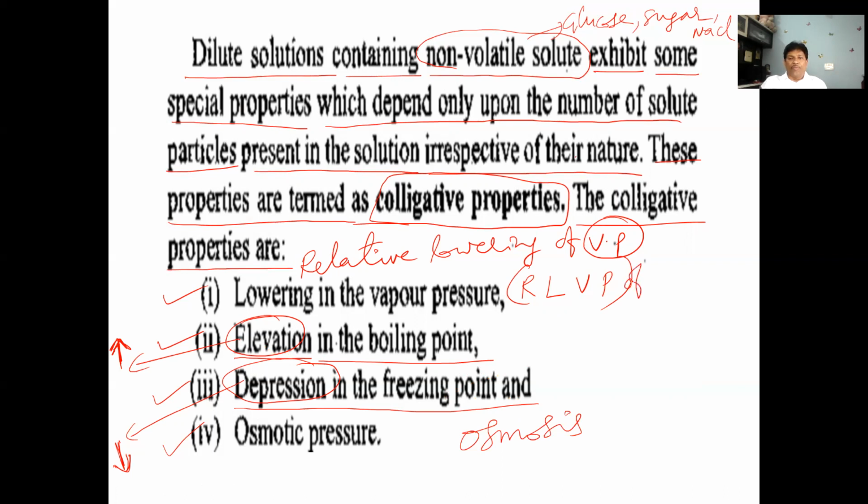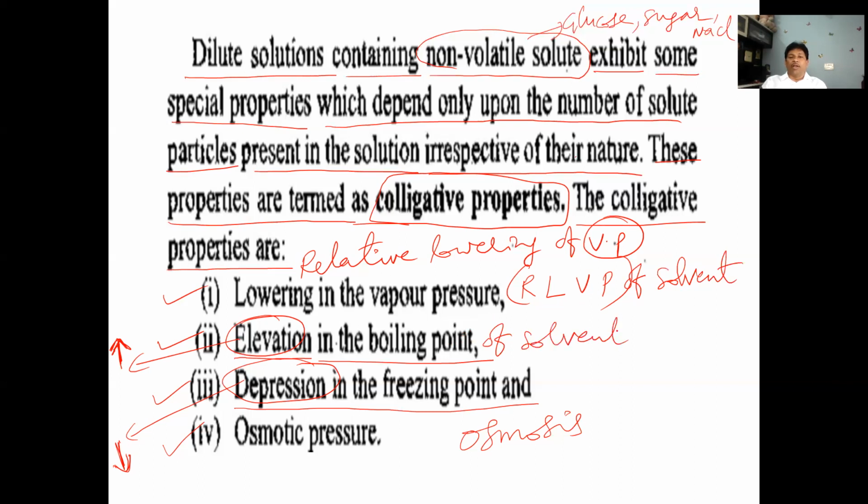vapor pressure of solvent. Remember, relative lowering of vapor pressure of what? Solvent. Why? When we add a non-volatile solute, what is happening? The vapor pressure of the solvent is lowered by adding a non-volatile solute. That's why we say relative lowering of vapor pressure of solvent. First one. Second one, elevation in the boiling point of solvent again.